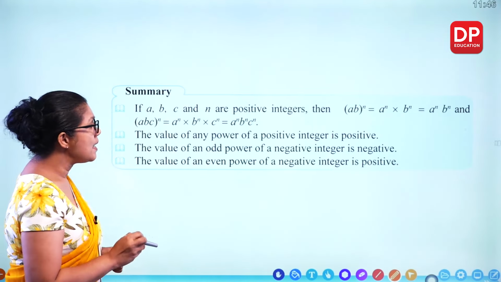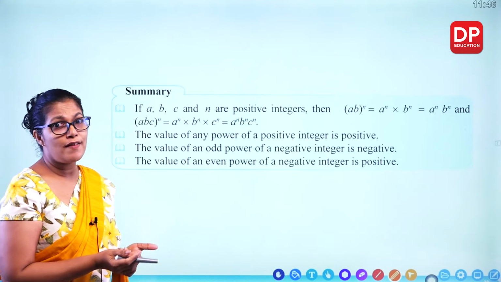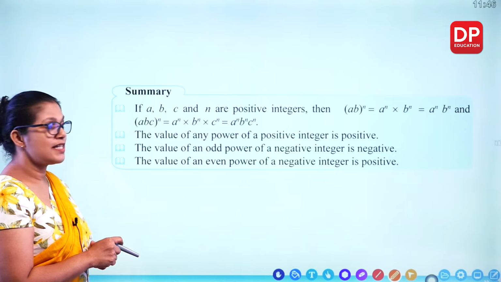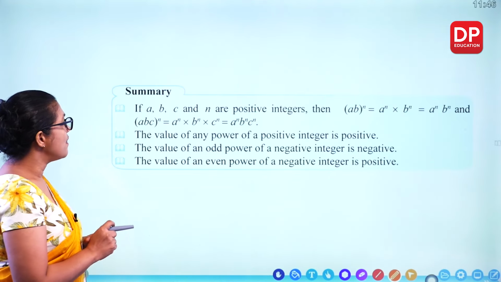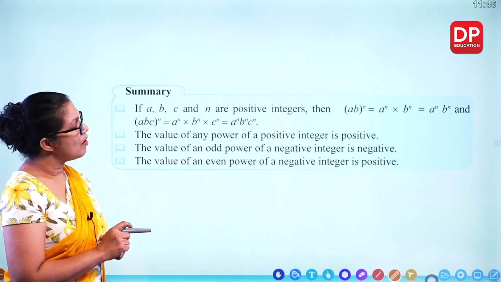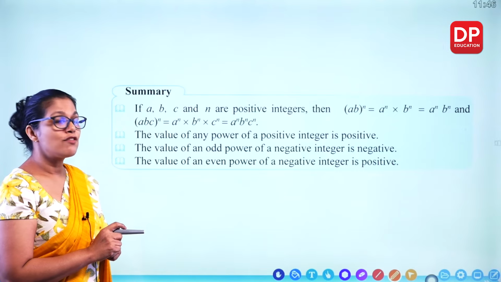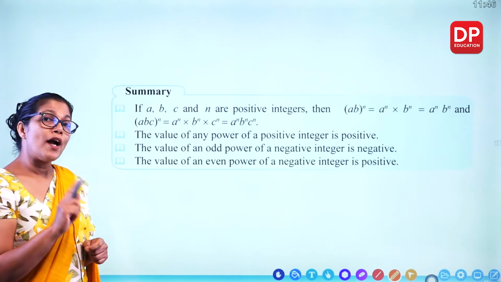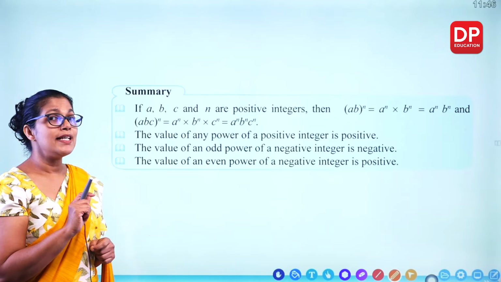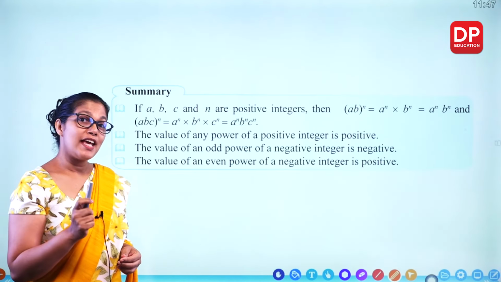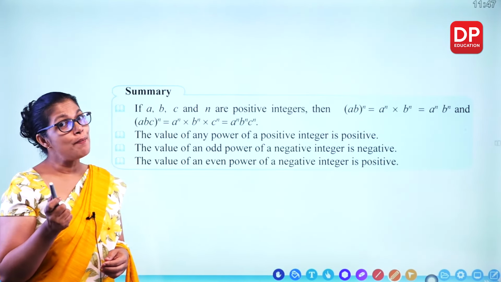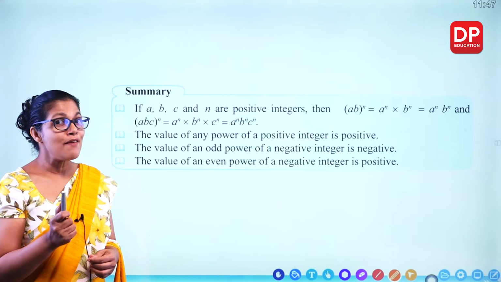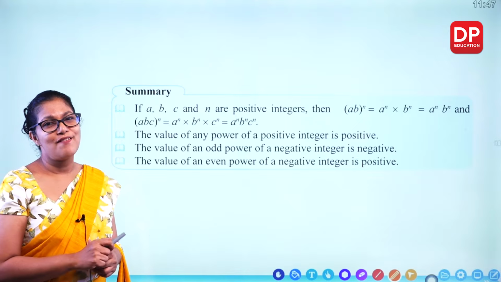The value of any power of a positive integer is always positive. The value of an odd power of a negative integer is always negative, and the value of an even power of a negative integer is always positive. And also we looked at 1 to the power any number is 1. When you take negative 1 to an odd power, you get negative 1. Negative 1 to an even power, you get positive 1.